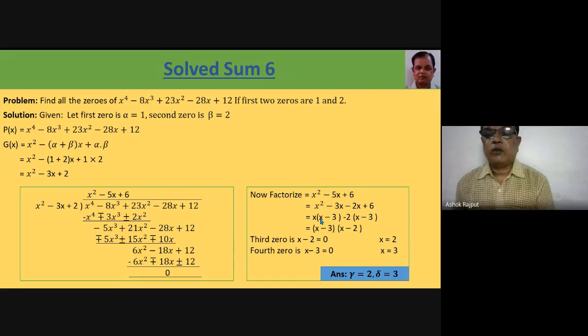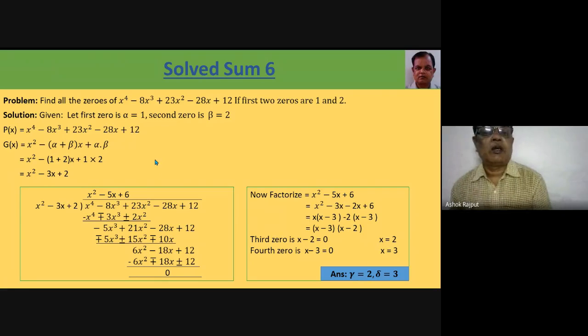We are seeing here x minus 3 is common. Here we are seeing it is x minus 2. In the next bracket we have written the third zero: x minus 2 equal to 0, therefore x equal to 2. And the fourth is x minus 3 equal to 0, therefore x equal to 3. We can write it this way also: the third is gamma equal to 2 and delta equal to 3. So it is the answer.